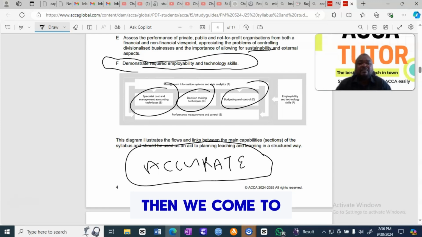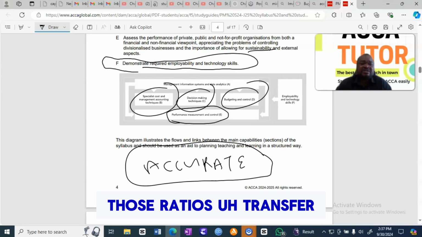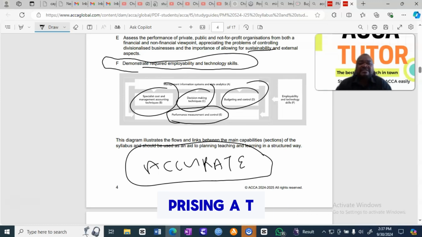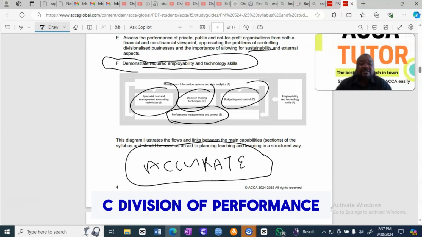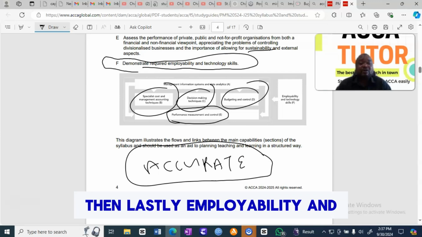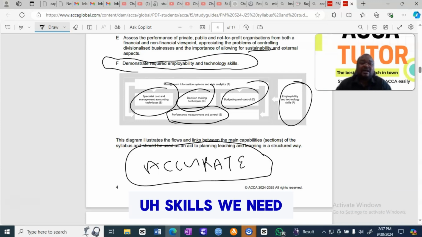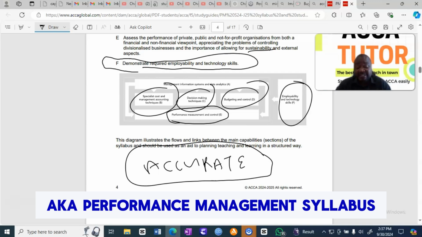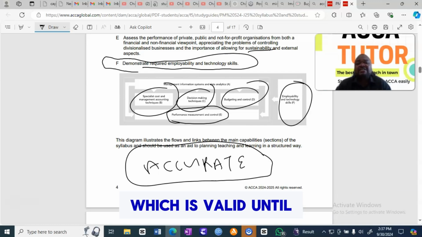Then we come to this where we talk of the ROIs, those ratios, transfer pricing, etc. Divisional performance. Those are going to be tackled as well. Then lastly, employability and technology skills. We need to also cover those aspects. So in general, this is the brief for the ACCA Performance Management syllabus, which is valid until June 2025.